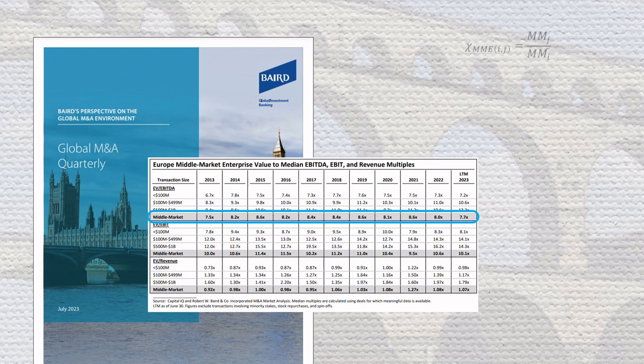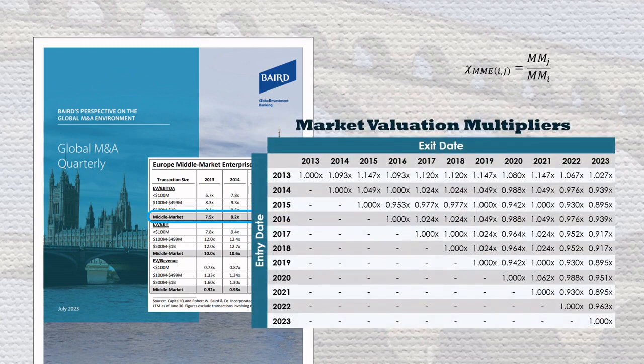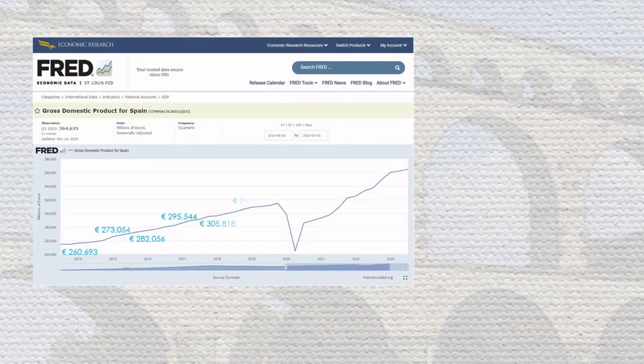The market multiple expansion multiplier is the multiple at time 2 divided by the value at time 1, so we can create a market multiple expansion return matrix like this. Lastly, for the company's addressable market, we'll use the GDP of Spain. That's probably not the best proxy for most deals, but this is meant to be illustrative.